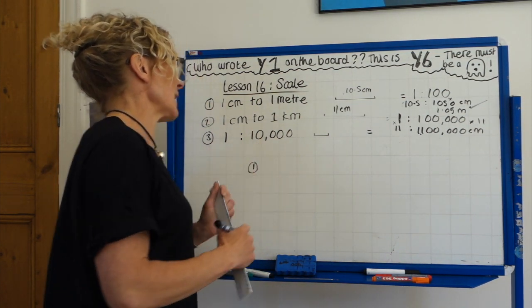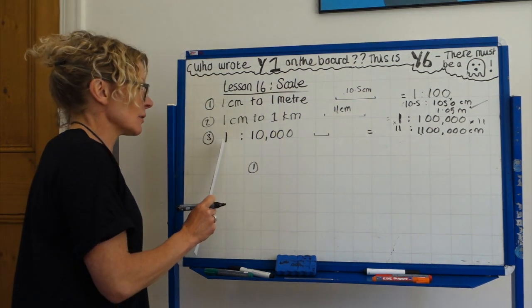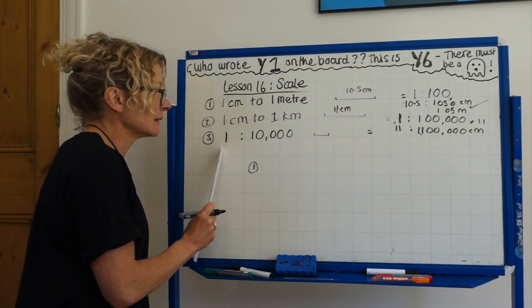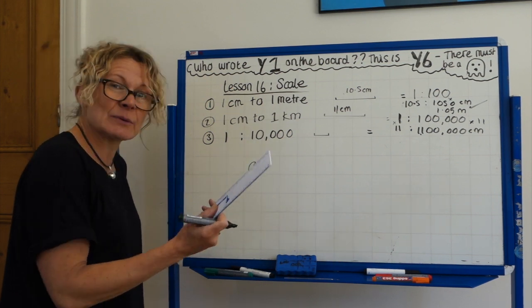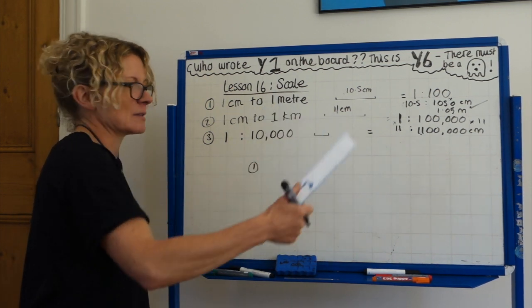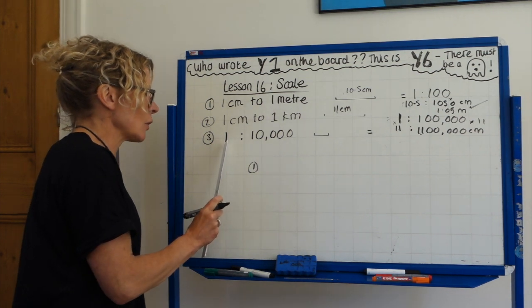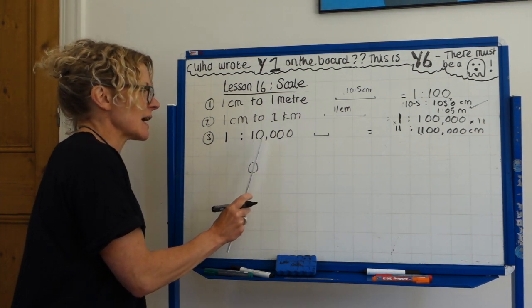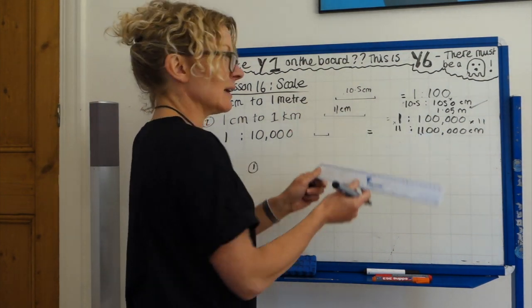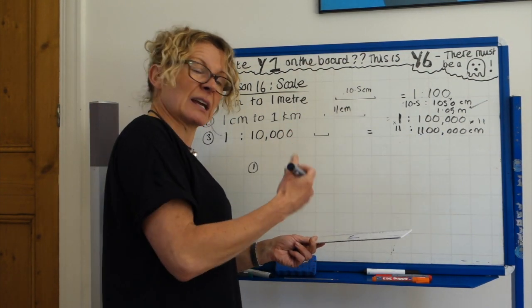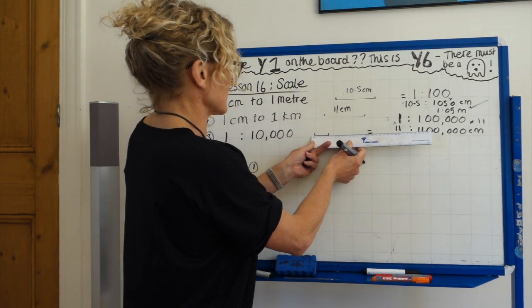So the last one. So this is just written as a ratio already. So for every 1 centimetre, it equals 10,000. Well, it is centimetres because we're going to measure it in centimetres. So for every 1 centimetre equals 10,000 metres, maybe, or 10,000 kilometres. We don't know. It doesn't say. But we'll measure it in centimetres anyway.